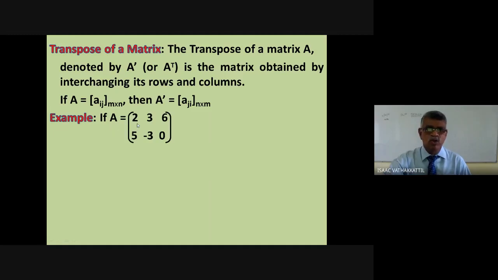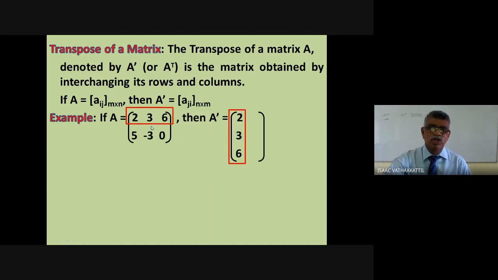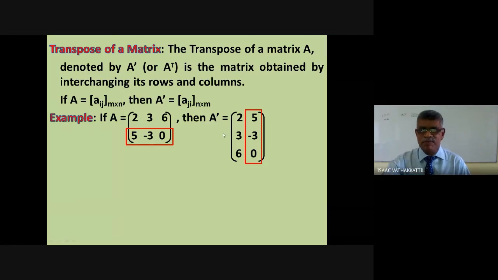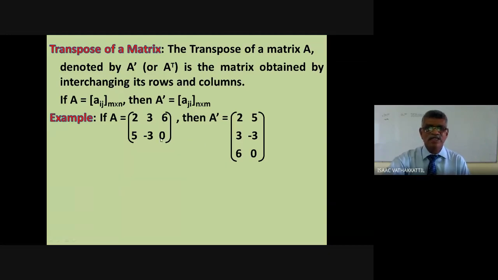If A is equal to, look at, it is a 2 by 3 matrix: 2, 3, 6 first row, 5, minus 3, 0 second row. What is A dash? A dash is obtained by this: 2, 3, 6 will be the first column, and 5, minus 3, 0 will be the first row in the transpose. Rows and columns interchange, right? The first column 2, 5 is the first row there. 3, minus 3, the second column, is the second row there. The third column 6, 0 is the third row there. No doubt, transpose is obtained by simply interchanging the rows and columns.